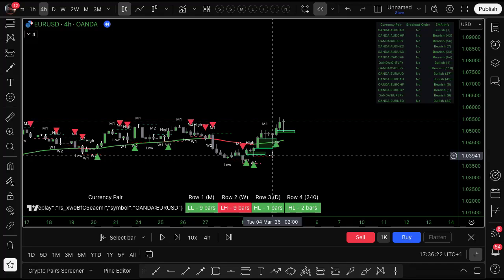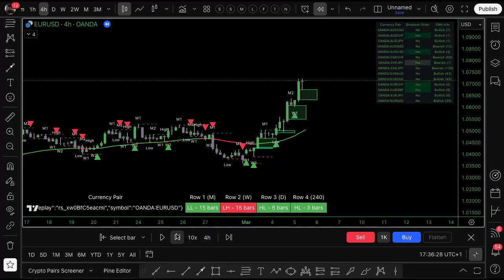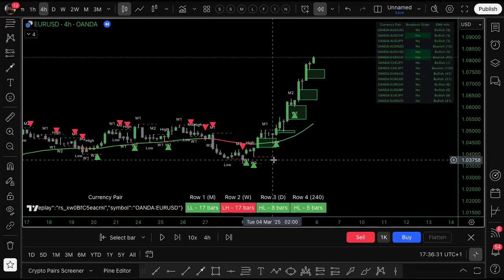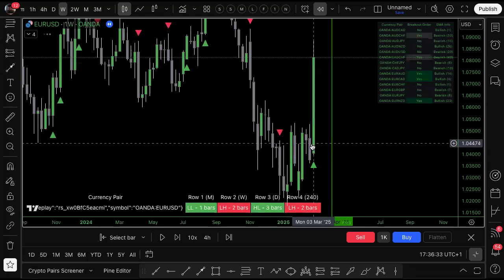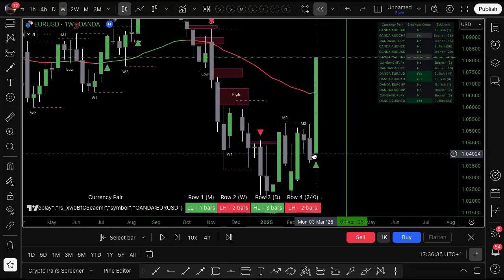So it wasn't EuroUSD that gave the mad setup for it. I think it was actually EuroCAD. I'm just trying to remember the pairs. This one, you can see, was still weekly bearish. If you go to the weekly chart, you'll see already. This is what happens sometimes. This is a new shift.